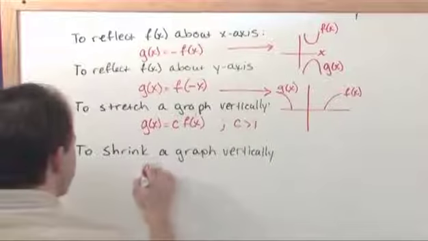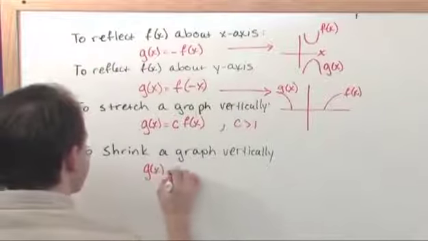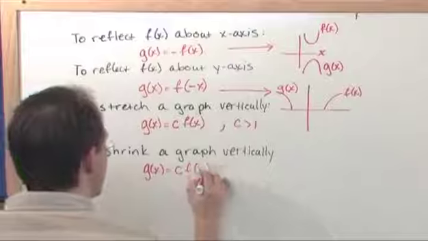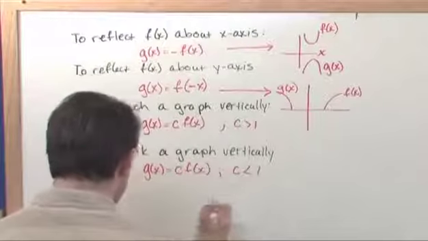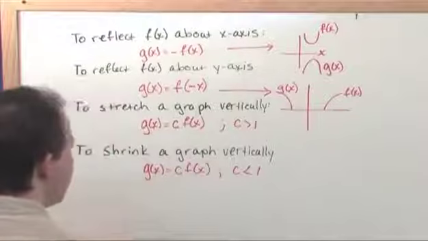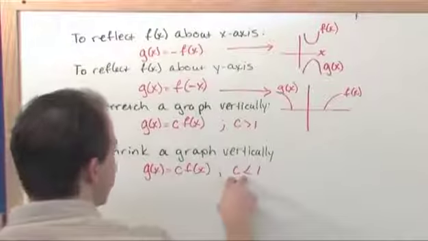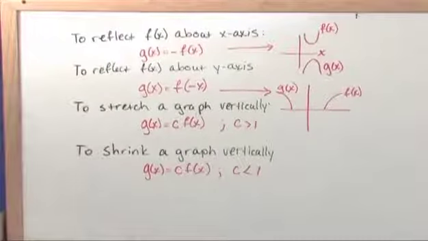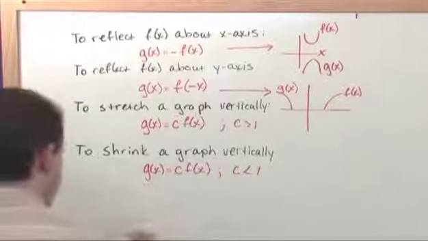You do g of x is equal to c times f of x, where c is now less than 1. So it's a decimal here. You're taking the function and you multiply by a value. It's just that this value is now less than 1. Let's say it's 0.5. So I shrink the graph here.